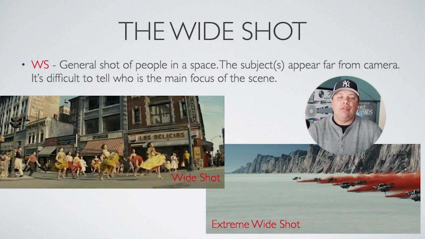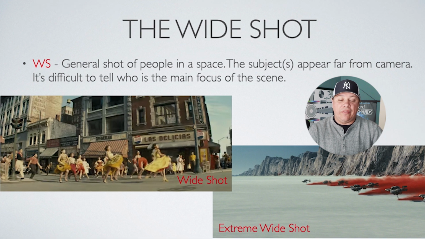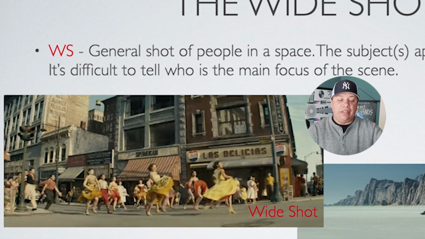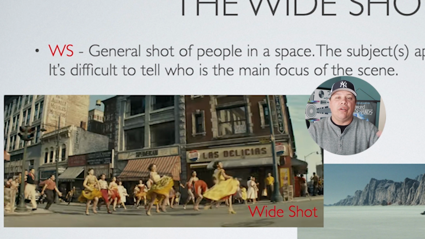So basically what we want to do is define what each shot size actually means, so that when I ask you to execute a shot, you're actually framing it up properly, right? A wide shot is a general shot of people in a space. The subject appears far from camera and it's difficult to tell who the main focus of the scene is. So we have this other shot here that says wide shot. It's a big dance sequence from West Side Story, and that's a wide shot, right? It's hard to see people's faces, it's hard to know who they are, but we're really just trying to show the environment, show the scene, show the geography of what's happening and where everybody's located, all right?